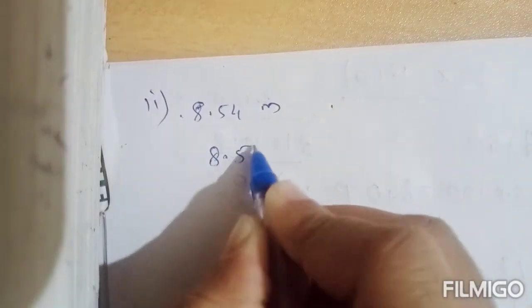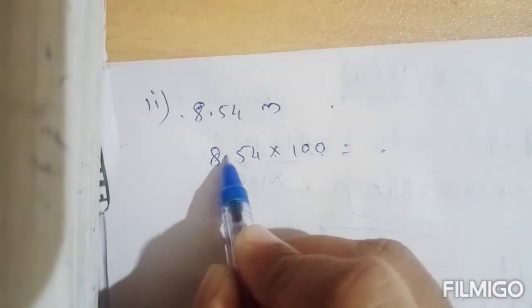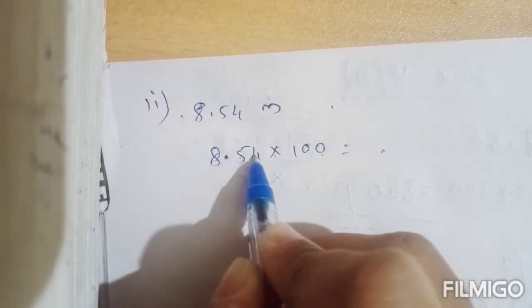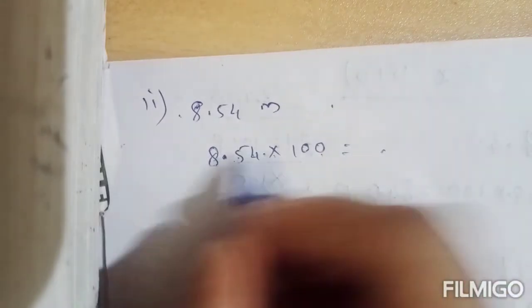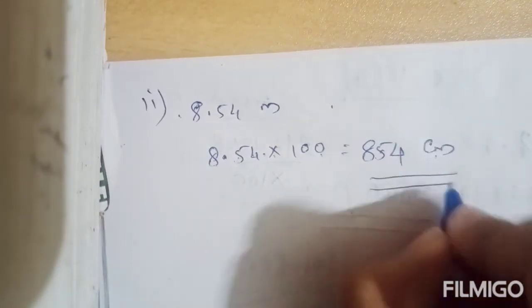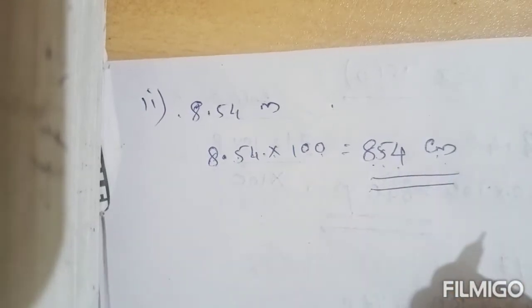Okay. Second one, 8.54 meter. In order to convert meter to centimeter, just multiply by 100. 8.54 into 100. Multiplication by 100, the decimal point will move 2 places to the right. So here this is the decimal point. 1, 2. Here will be the decimal point. That is 854, and the unit will be centimeter. 8.54 meter is 854 centimeter.